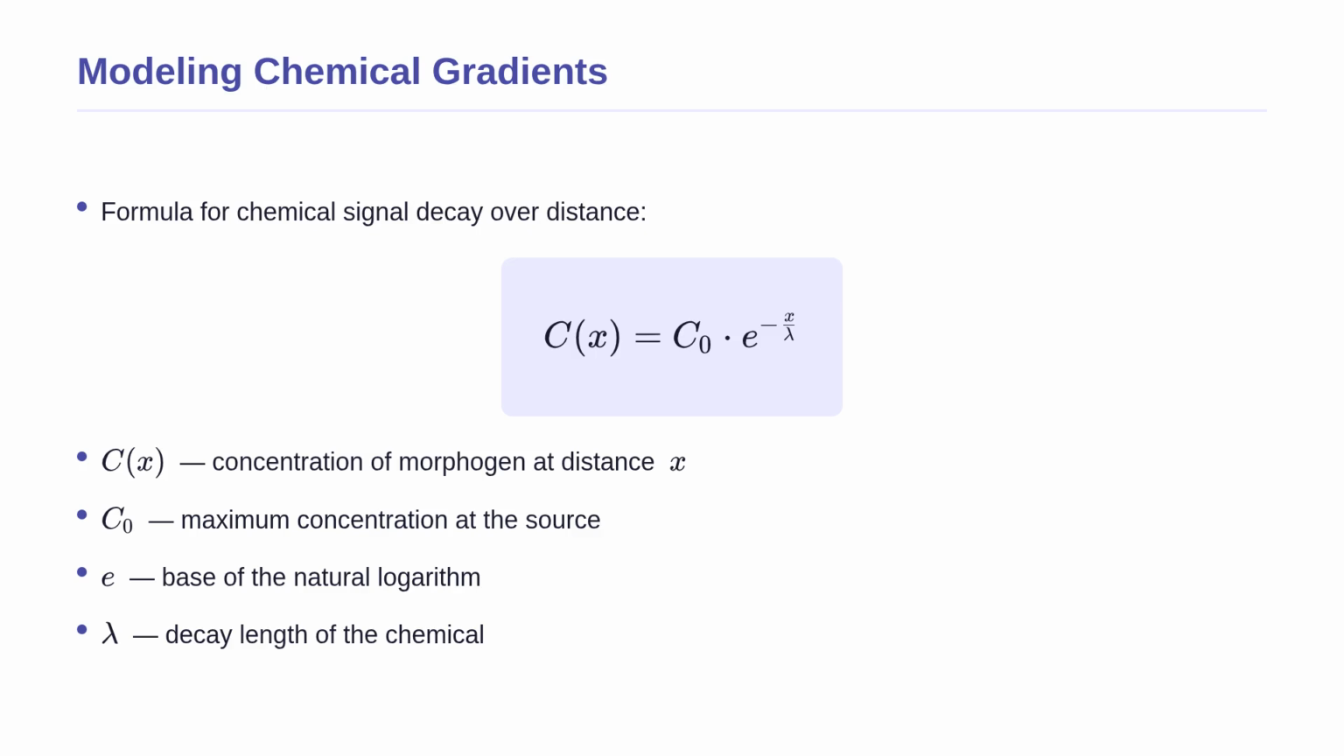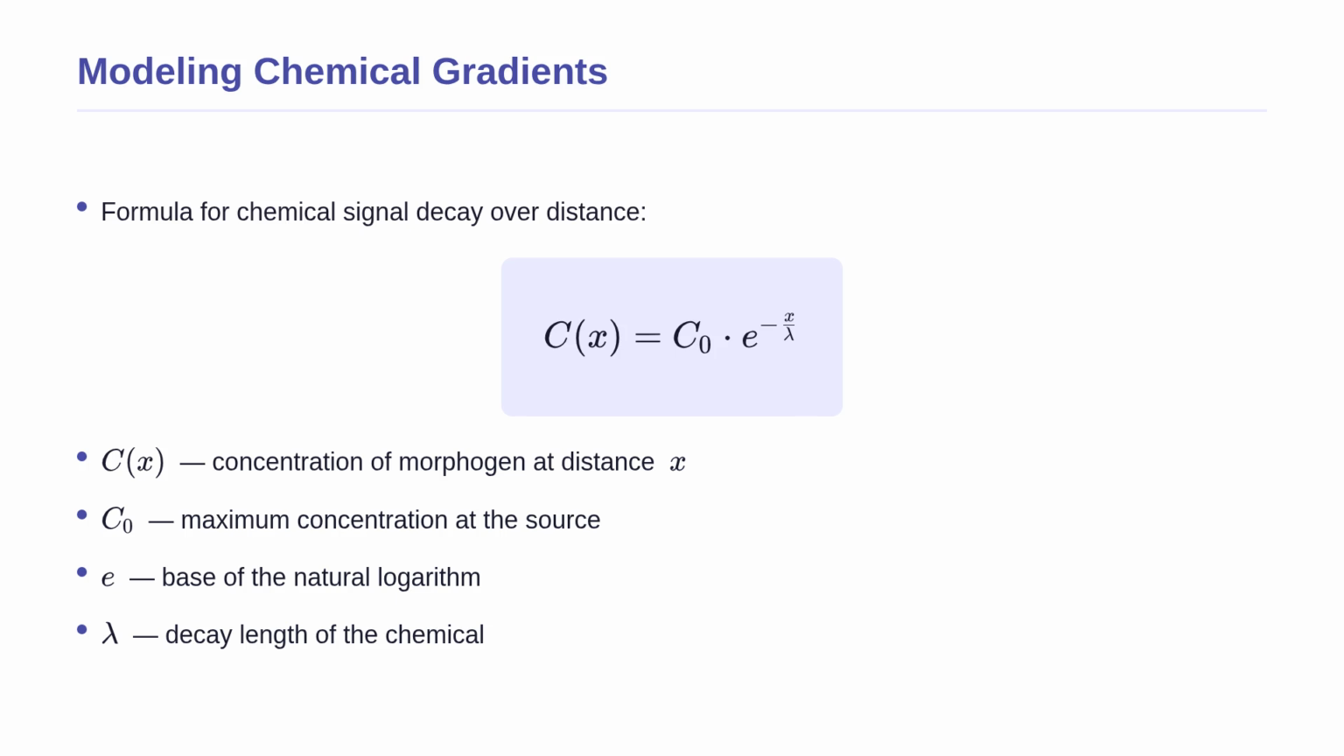To understand exactly how these chemical signals fade, we use a mathematical model for continuous decay. This formula describes how a morphogen's concentration drops over a distance. C of x represents the concentration at a specific distance x from the source. C0 is the maximum concentration, right at the source, where the chemical is produced. The constant e is the base of the natural logarithm, used to model continuous decay. Finally, lambda represents the decay length, which is how far the chemical can effectively travel.